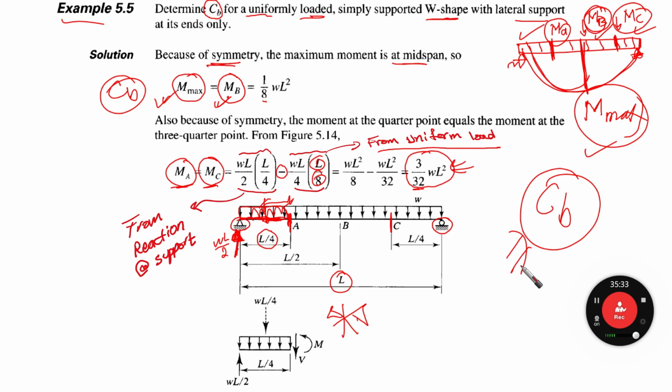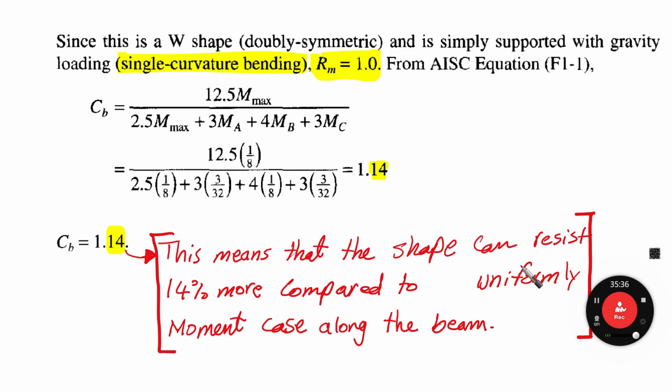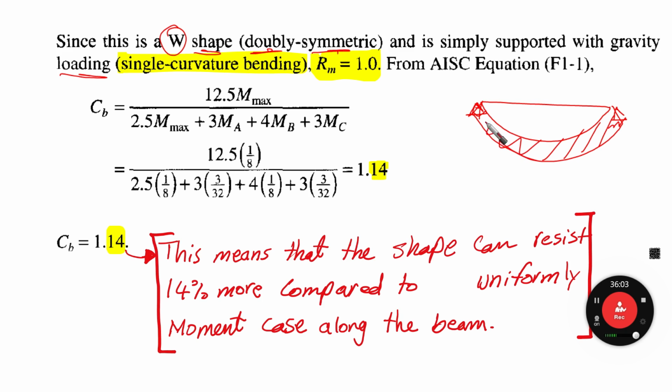Let's go and calculate CB here. Since this is a wide flange shape, which means doubly symmetric, and is simply supported with gravity loading, it is going to have single curvature, right? It's going to have single curvature. Means what? RM would equal 1, because it is single curvature bending. So RM is going to be 1.